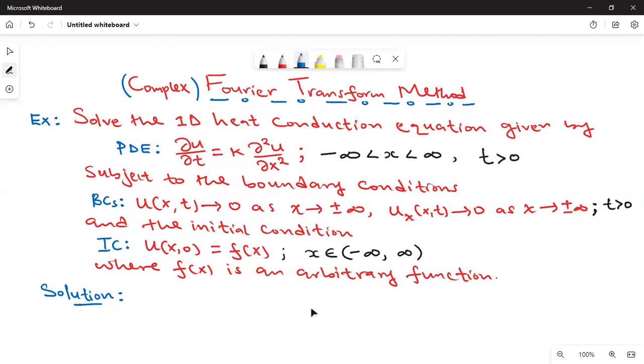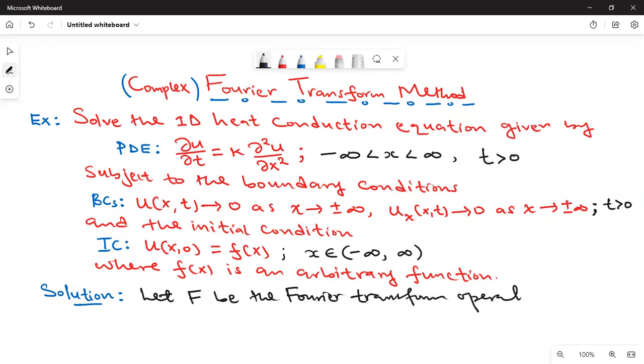So, even before we look at how to go about it, first of all, you need to say let F be the Fourier transform operator. So we'll operate with the F. Look at our PDE. The k in the PDE is thermal diffusivity.